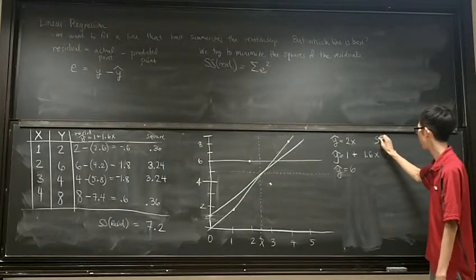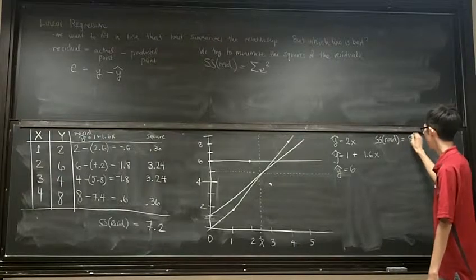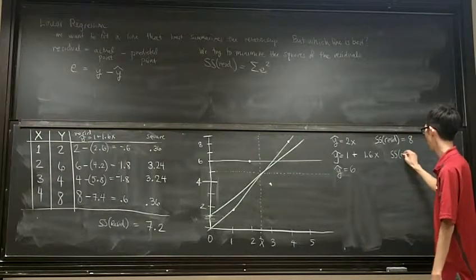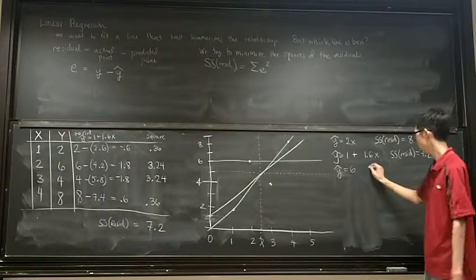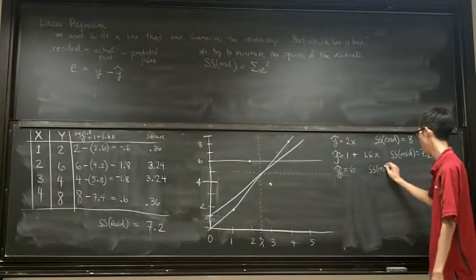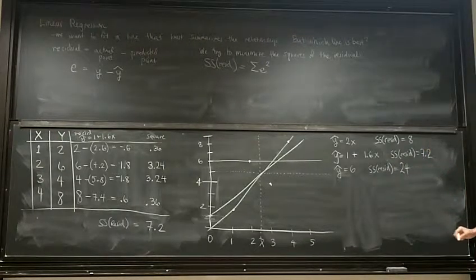So my sum of squares residual was 8. Here my sum of squares residual was 7.2. And here my sum of squares residual was 24. Alright, so of these three lines, this one is the best.